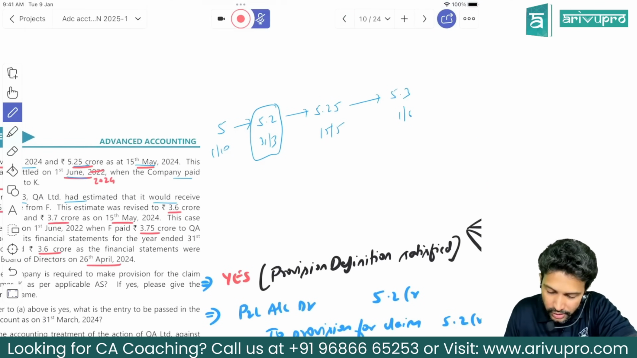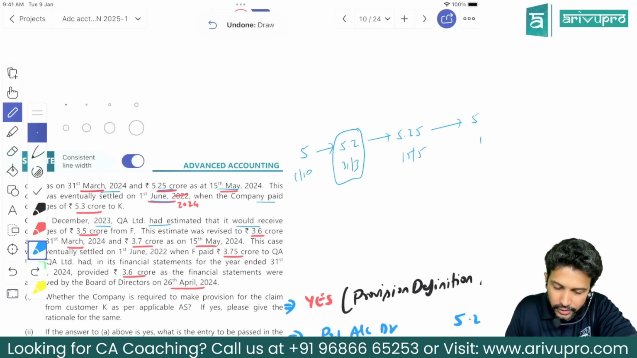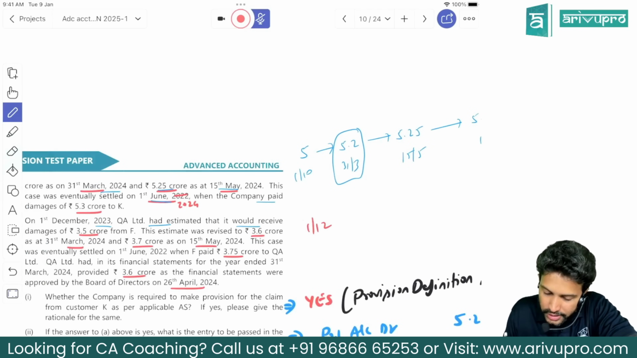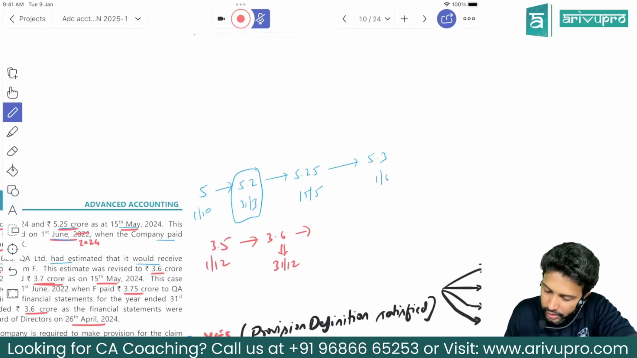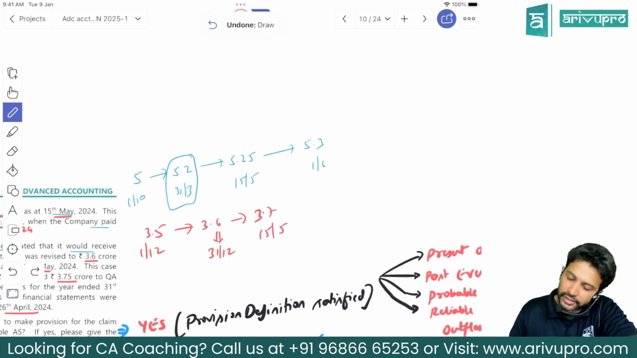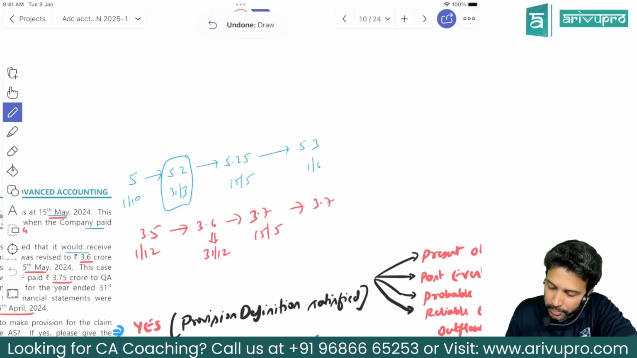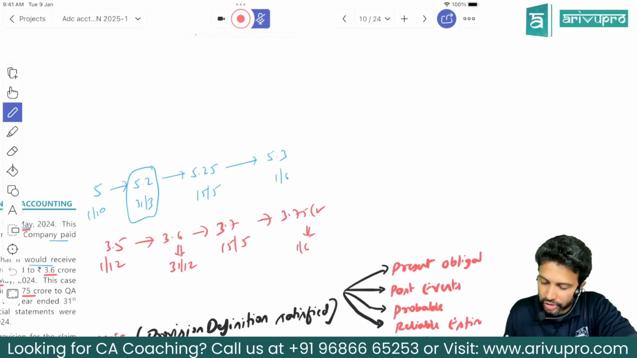So on 1st December, we thought we will receive how much? 3.5. This estimate from 3.5 became 3.6 on which date? 31st December. And it became 3.7 on 15th May. Then this case was eventually settled for 3.75. So finally we received how much? 3.75 crores on which date? 1st June. So we have been given various amounts.